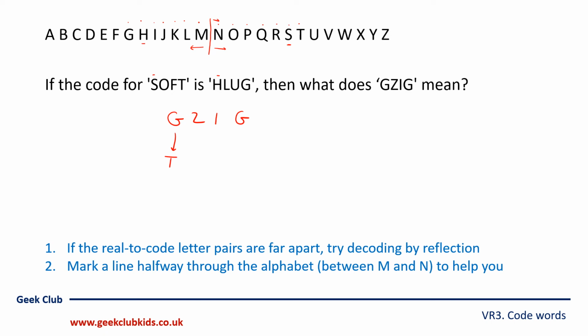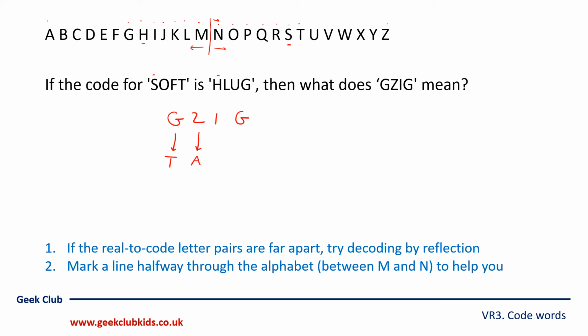Let's do the same for the next letter. So Z is the last letter of the alphabet. So which letter is opposite the last letter of the alphabet? Well, that one's quite easy. It's going to be the first letter of the alphabet, A.